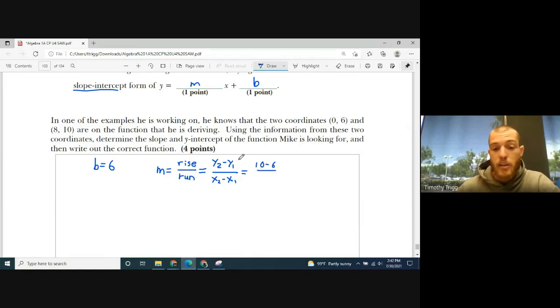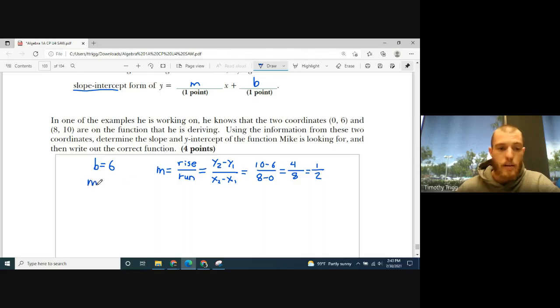Now, since I picked the 10 to go first on the top, then I'll have to pick the corresponding coordinate to go first on the bottom, the x. So 8 minus 0. Now, if you did the other way around where you did 6 minus 10, 0 minus 8, you should get the same answer. Just know you're going to deal with more negatives that way. Okay, 10 minus 6, that's 4. 8 minus 0, that's 8. 4 over 8 reduces down to 1/2. So that's our slope. Our slope is 1/2.